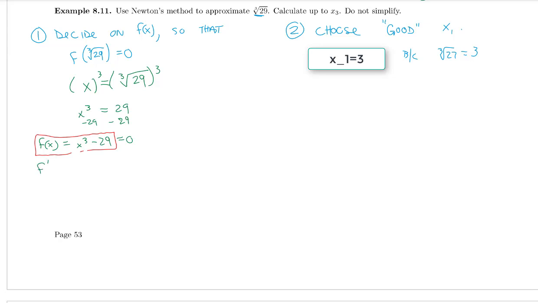Let's go ahead and calculate the derivative for that, because we're going to need that derivative in order to plug into our Newton's method equation. So the derivative is 3x squared. Now again, recall that x2 is equal to x1 minus f of x1 divided by f prime of x1 using the Newton's method formula. So let's go ahead and calculate our x2, given that our x1 is 3. So in this case, x2 is equal to 3 minus f of 3 divided by f prime of 3.